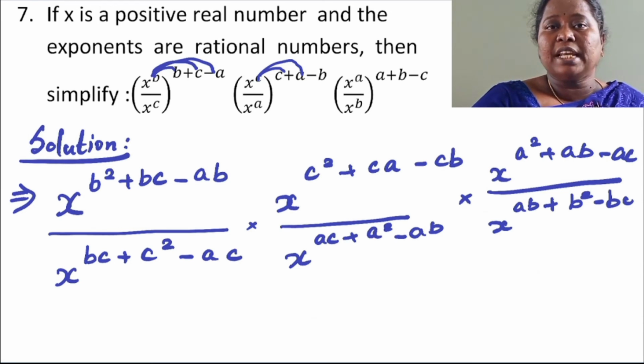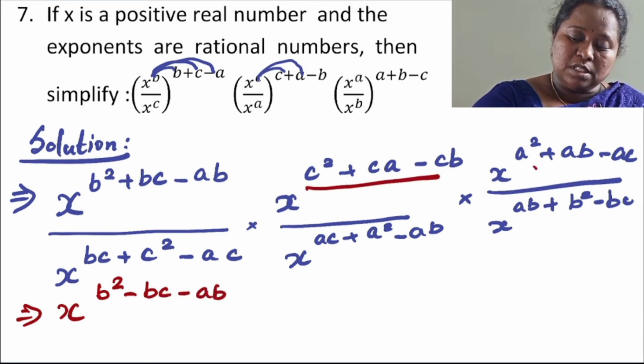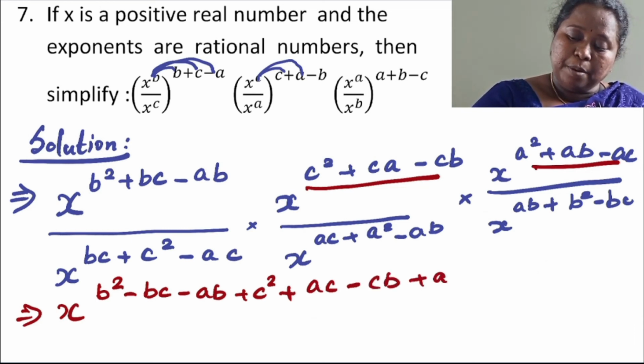So what can we do? We can add the powers. This exponent law we know already. If the bases are same and the powers are different, we can add the powers. So I am going to apply that rule here. So x power b squared minus bc minus ab, I am going to add these powers in the numerator. Plus c squared plus ac minus cb plus a squared plus ab minus ac.